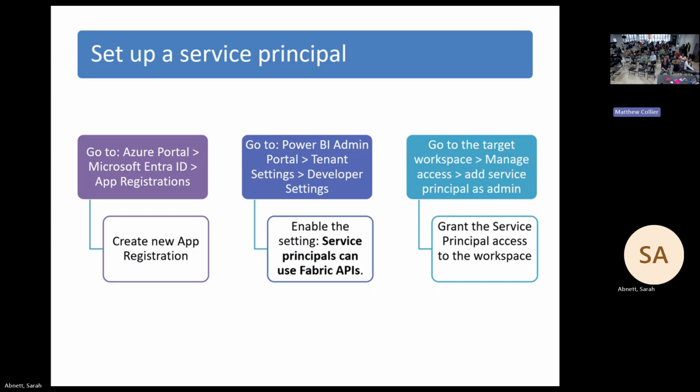So before we get to the recorded demo, we're just telling you how to do the service principal. You can send this slide to your IT department if you need to. So you go to Azure portal, go to Microsoft Entra ID, create an app registration. It really is as simple as that. You do need to enable a setting in Fabric, so you need to have the tenant admin permissions to do that. You need to enable the setting here: service principals can use Fabric APIs. And then you need to grant the service principal access to the workspace it needs to connect to, where your data model is.